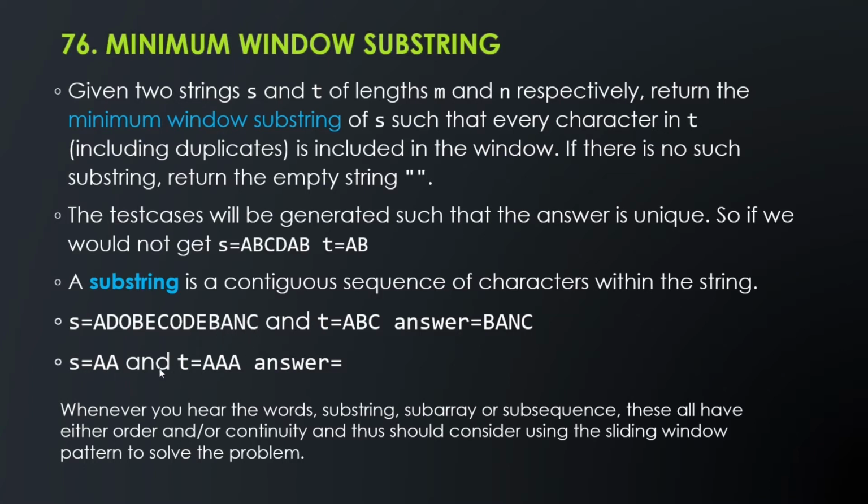For this example here, we have t is equal to AAA and s is equal to AA. Because the length of t is greater than the length of s, we would never satisfy the needs of t, and so we would just need to return the empty string.